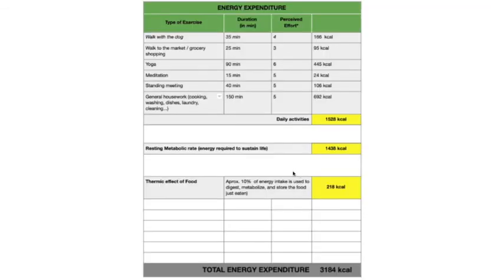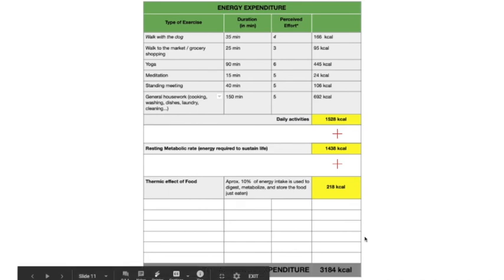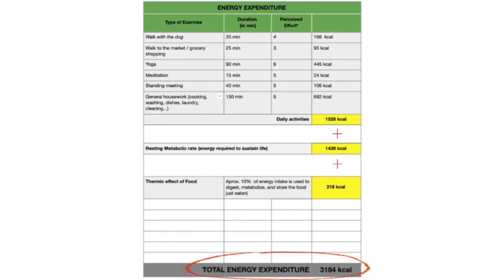Adding those three numbers, daily activities plus the resting metabolic rate plus the thermic effect of food, gives you and gives me the total amount of calories I spent on that day. So here's my energy expenditure on that Monday.